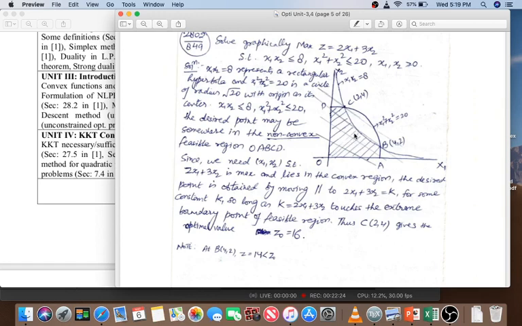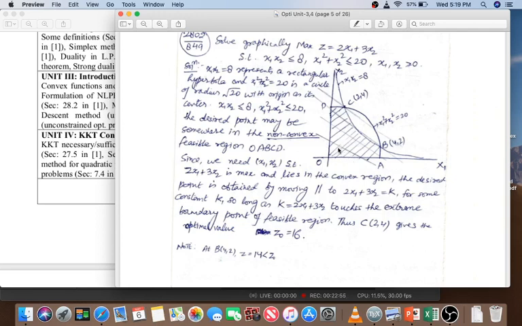So now we need x1, x2 such that 2x1 plus 3x2 is maximum and lies in this non-convex region. We start the same way. Suppose 2x1 plus 3x2 is equal to some constant k, and I want to find the maximum k. If I start with k equal to 0, it will be a line like this. Putting different values of k gives a line parallel to this, 2x1 plus 3x2 equal to k, and it is moving like this.